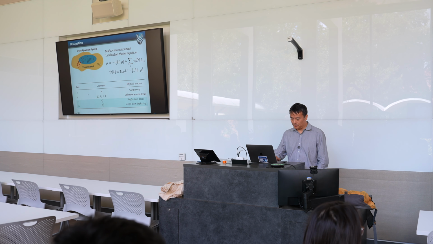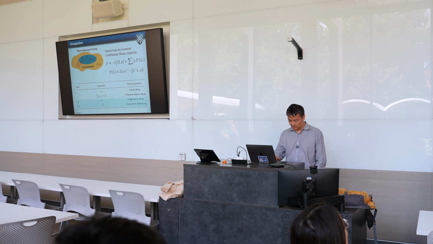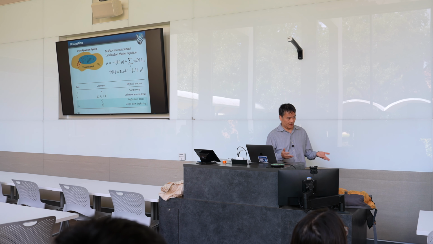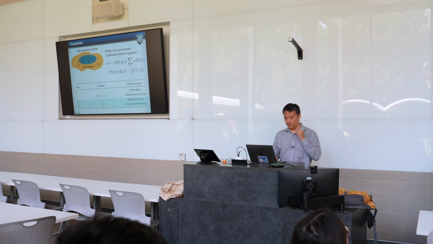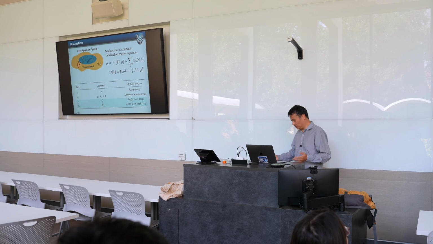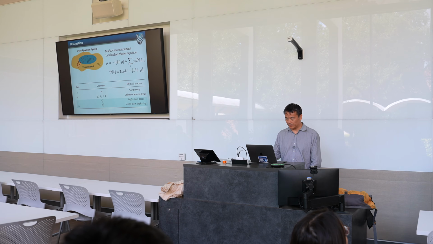And these two dissipation channels will not destroy the permutation symmetry of the atoms. So in a sense, they are easy to handle. But if you have a single atom decay and a single atom dephasing, then the nice permutation symmetry between the atoms is broken. So things become slightly more complicated.